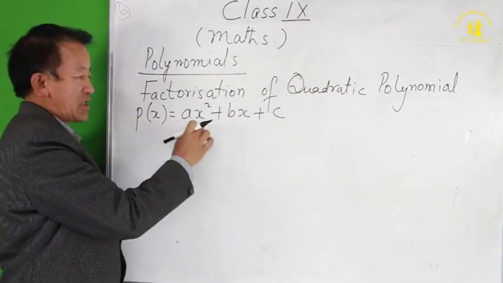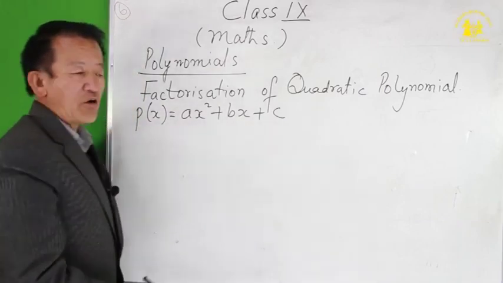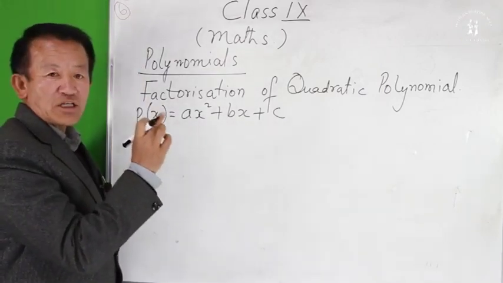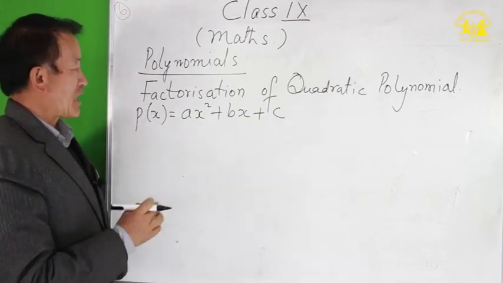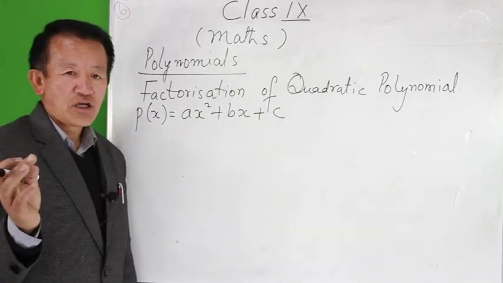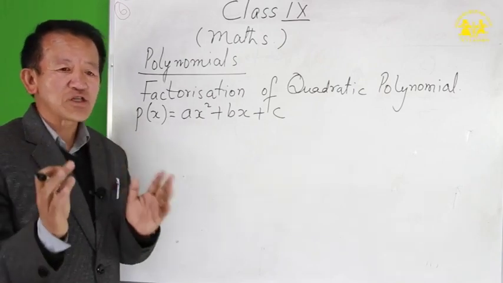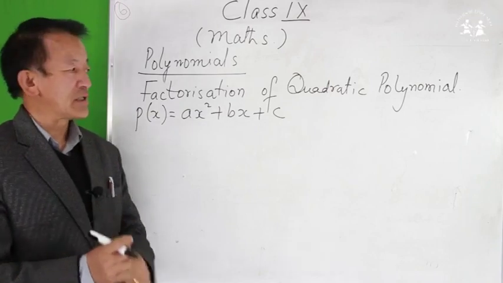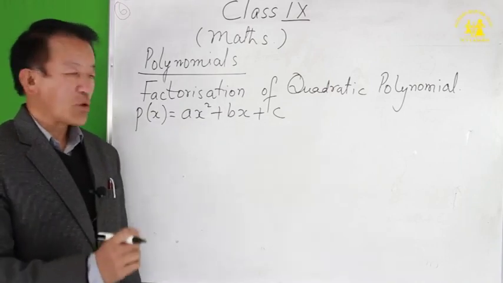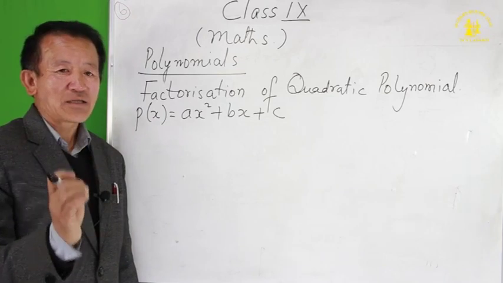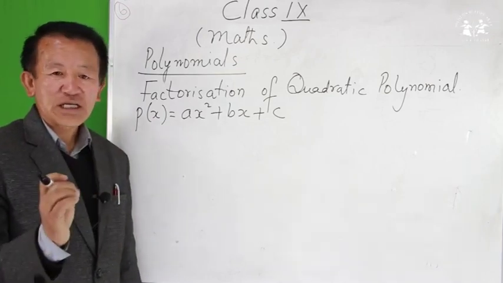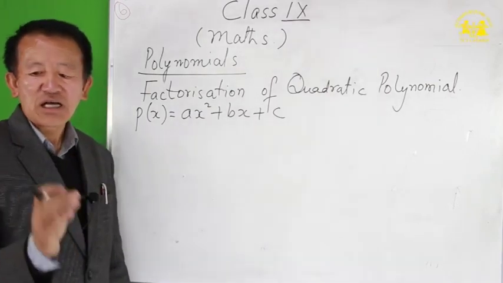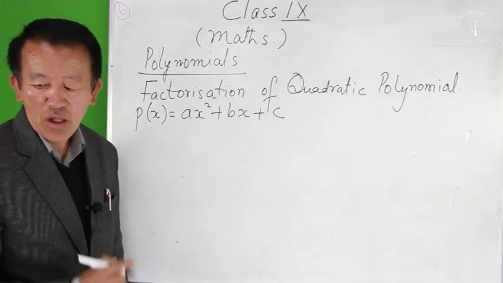Quadratic like polynomial, the degree of this polynomial is 2, so therefore it is called quadratic polynomial. There are different ways, and one of the most important methods of factorization is splitting the middle term. So today we shall discuss in length the method of splitting the middle term. For that, let me first take a simple example.